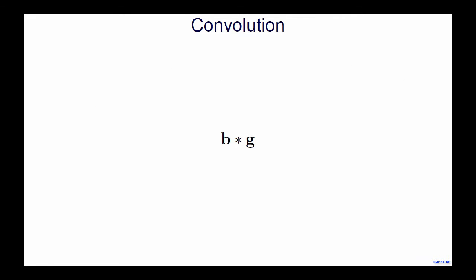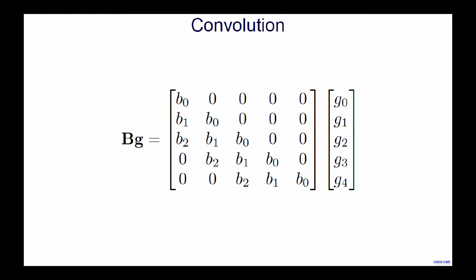Now, before I get into the meat of things, I want to review a simple concept that I know you all know, which is convolution. Let's say I were to convolve a sampled sequence B with a sampled sequence G, and let's say B has 3 coefficients and G has 5 coefficients. Then we could write this convolution as the matrix B times the vector G, where the matrix B contains time-delayed versions of the vector B.